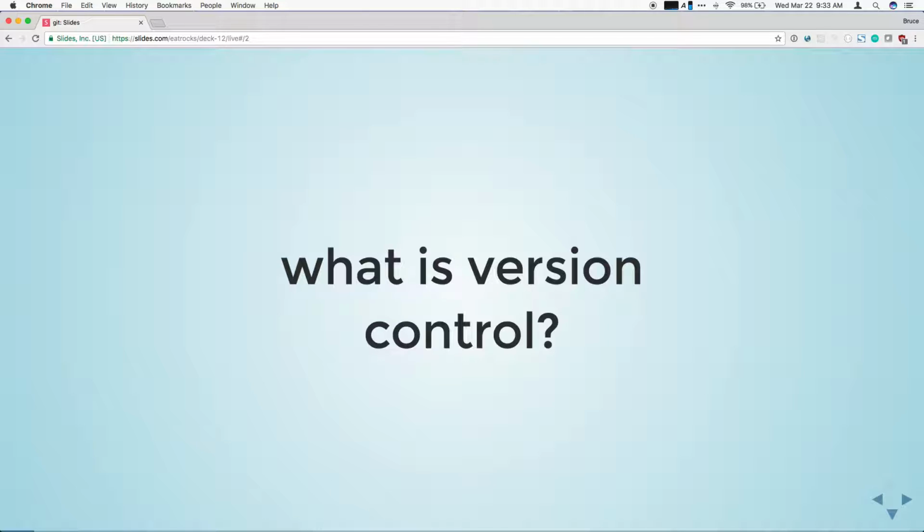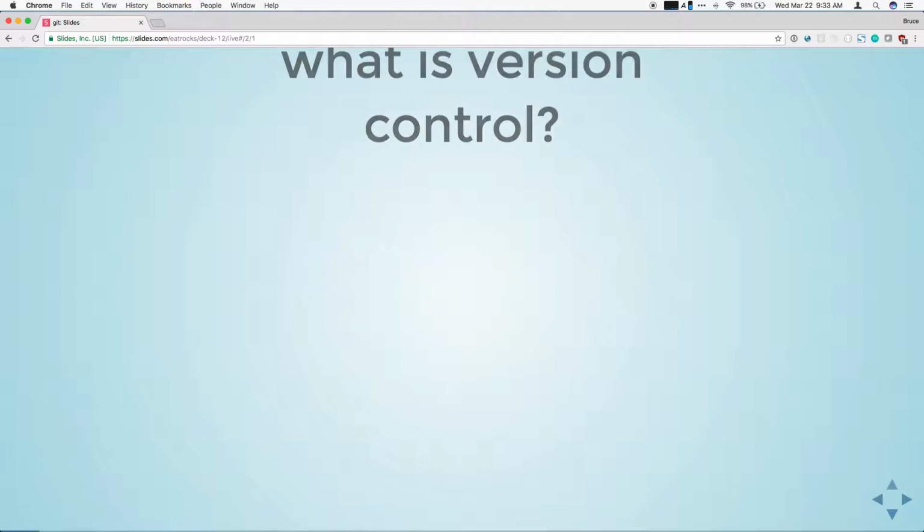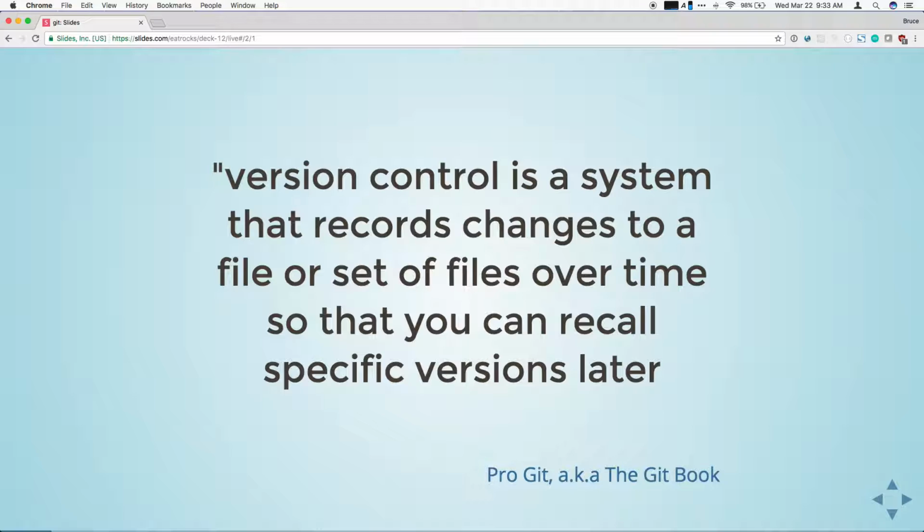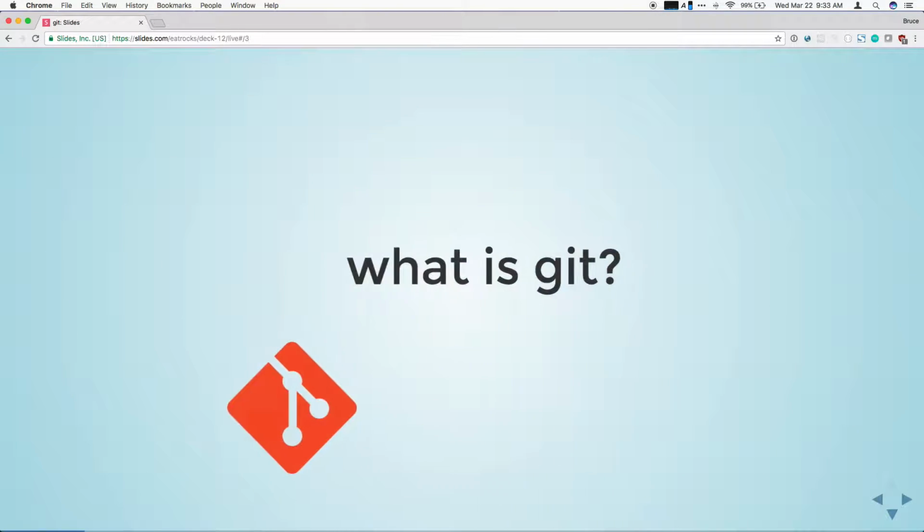It's a system that records changes to a file or set of files over time, so you can recall specific versions later. So it helps you with collaboration, helps you to understand what happened and why, gives you a place to experiment safely, and it gives you a backup.